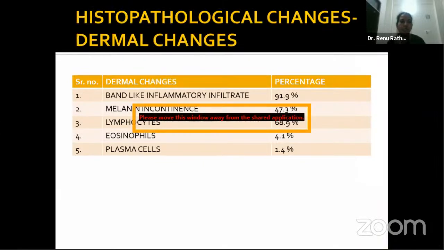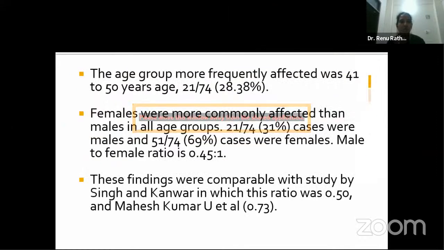The dermal changes which were seen were band-like inflammatory infiltrate, melanin incontinence, and variably eosinophils and plasma cells were also seen, but mostly it was lymphocytes in most of the cases. In my results, the age group which was most frequently affected was 41 to 50 years. Females were more commonly affected than males in all the age groups, and the male to female ratio was 0.45 to 1, and these were also consistent with other studies.